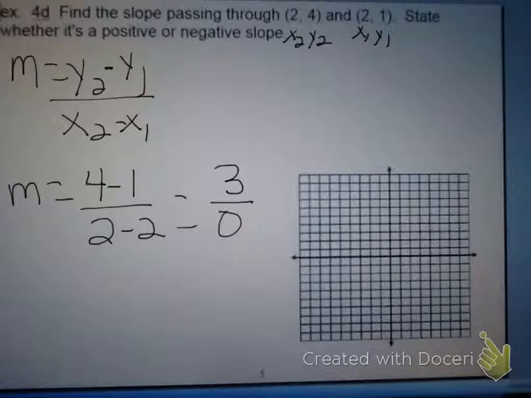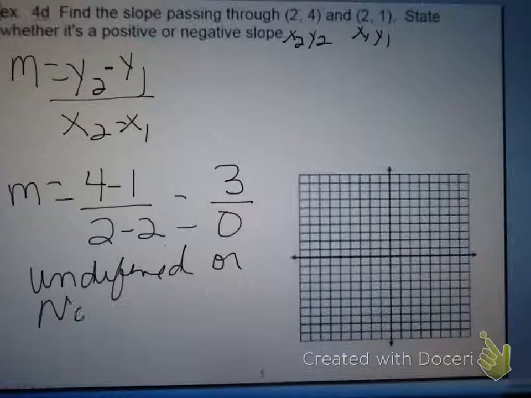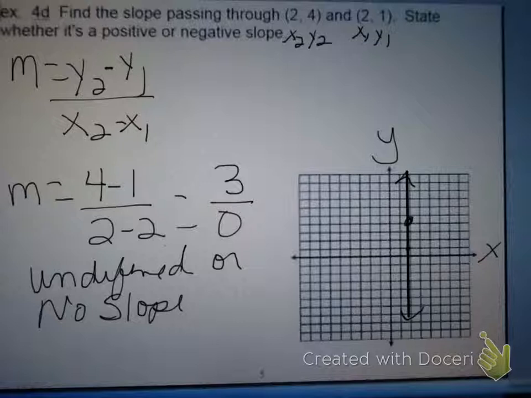Now, remember, you cannot have 0 in the denominator. If you ever have 0 in the denominator, that is undefined. Or you can say no slope. So let's plot these 2 points and see what we get from that. When we plot these 2 points, we get a vertical line.